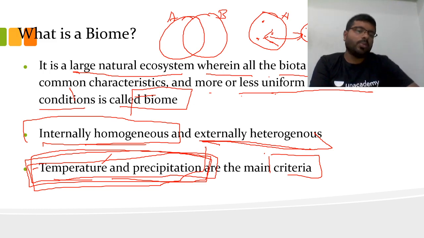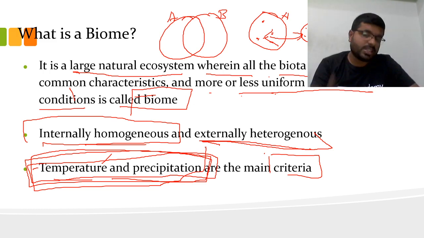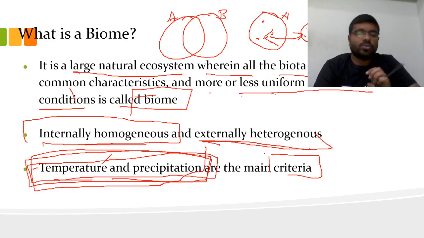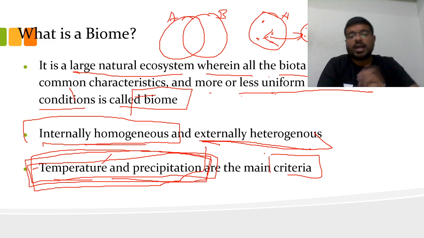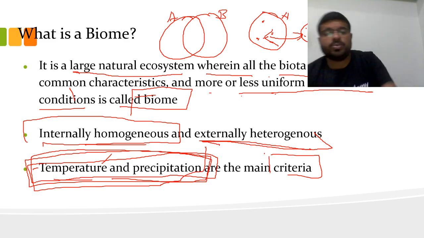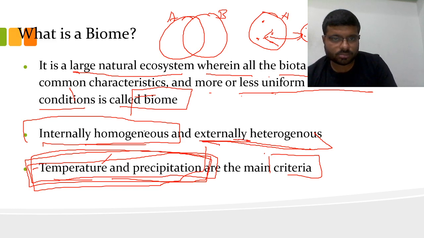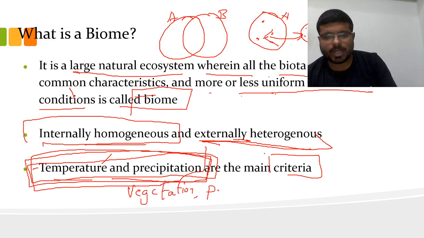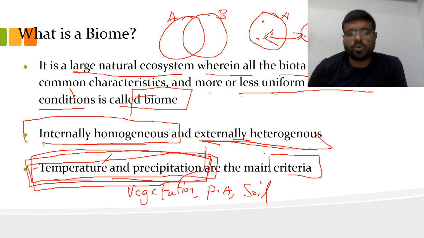I have discussed broadly about temperature. Tomorrow I'll broadly discuss precipitation, and then I'll further elaborate on those concepts. These are the main criteria. What are the other criteria? Other criteria may be vegetation, plants and animals, soil conditions. Even these have similar characteristics.